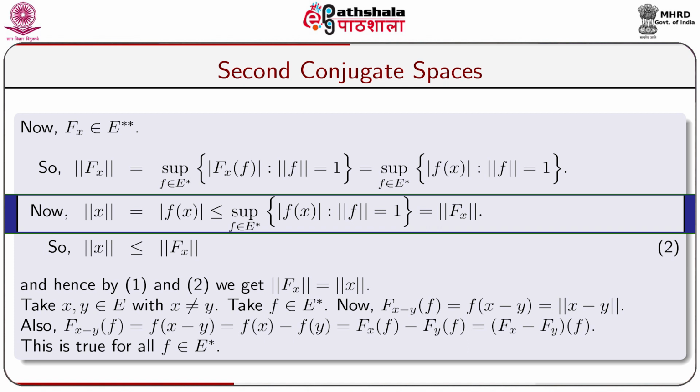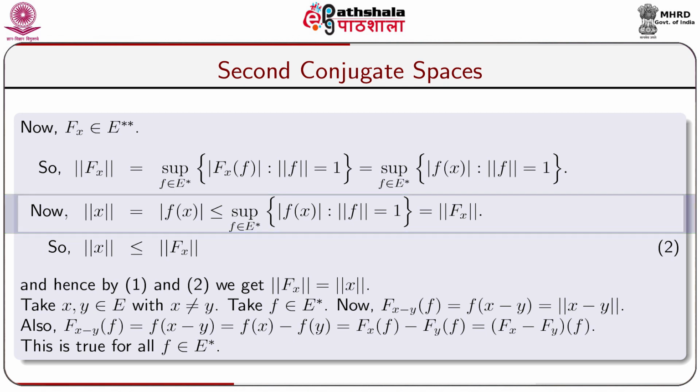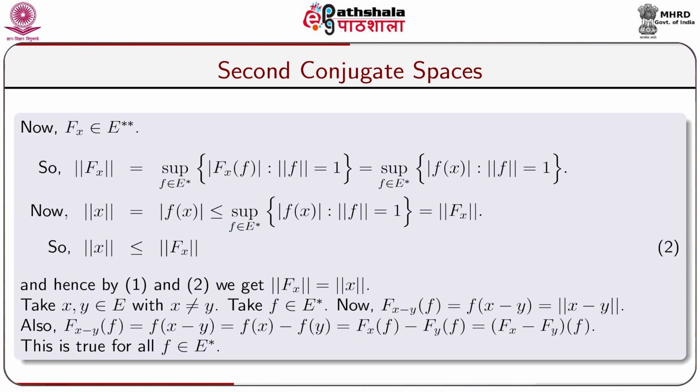Now, norm of x equals modulus of f(x), which is less than or equal to, by the earlier relation, the supremum of all such modulus of f(x), where norm f equals 1 and the supremum is taken over all such elements f belonging to E star, which equals norm of F_x.